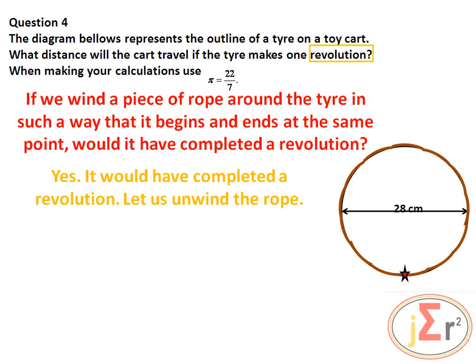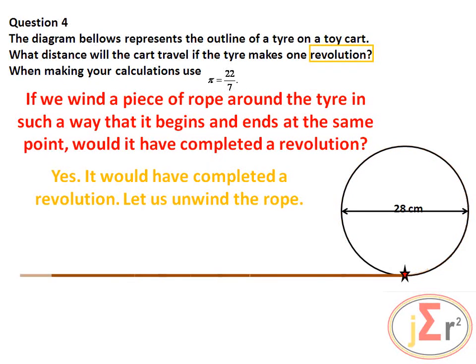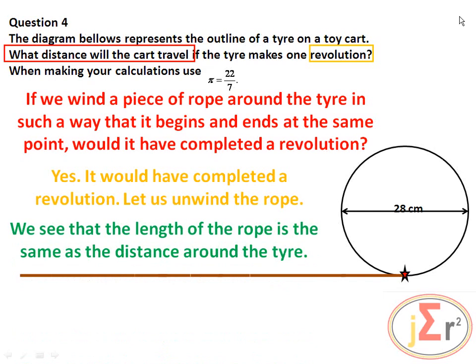So we will now take a look at what the rope will look like when we unwind it. There we are, unwinding the rope. We see that the rope that was wound around the tire is the same rope that we have extended right there. What distance will the cart travel for one revolution?